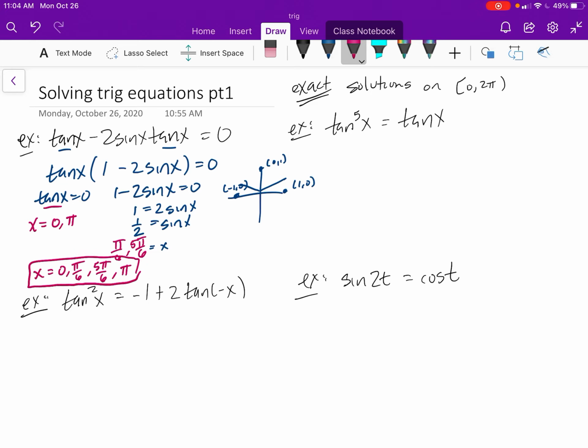Alrighty, let's move down to the next one. Tangent squared x equals -1 plus 2 tan of negative x. First thing I would say, I don't like these negative angles. Sine and tangent are both odd functions, and cosine is even, so we get -2 tan x.